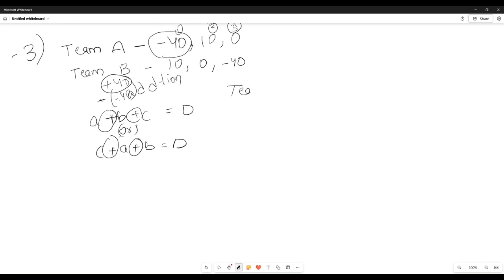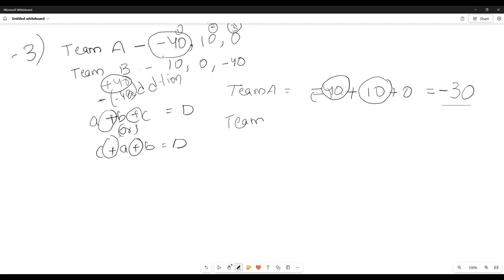So let's find the score of team A. Team A equals to, add all the scores, minus 40 plus 10 plus 0. Minus 40 is the bigger number. The sign of 40 is negative, so we have to write the negative sign first. Then from 40, we have to take the 10. If you take the 10 from the 40, we remain with 30. Already we have written the negative sign. The score is minus 30.